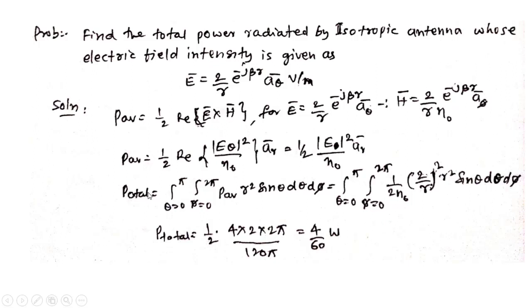Therefore, P total is equal to integration from theta is equal to 0 to pi and integration from phi is equal to 0 to 2 pi of P average into R square sin theta d theta d phi. Then if you substitute the values of E theta here and integrate, you will get P total is equal to 1 by 2 into 4 into 2 into 2 pi whole divided by 120 pi. This is for eta naught. Therefore, this is equal to 4 by 60 watt.